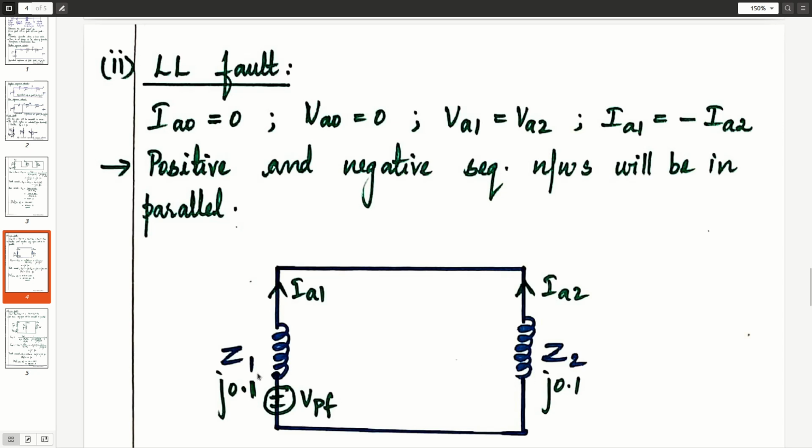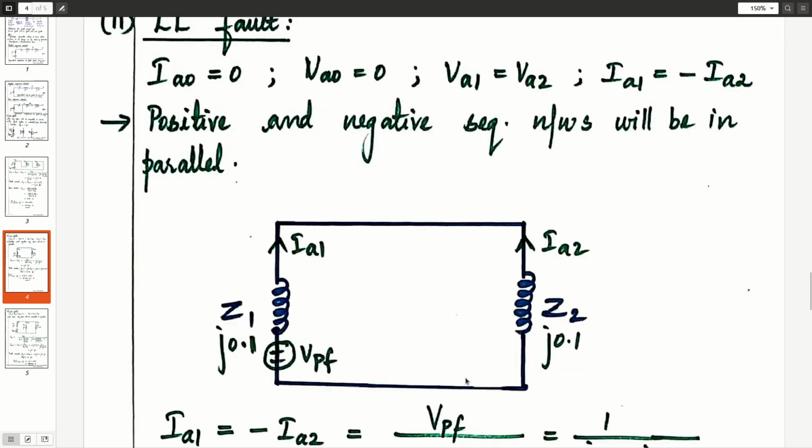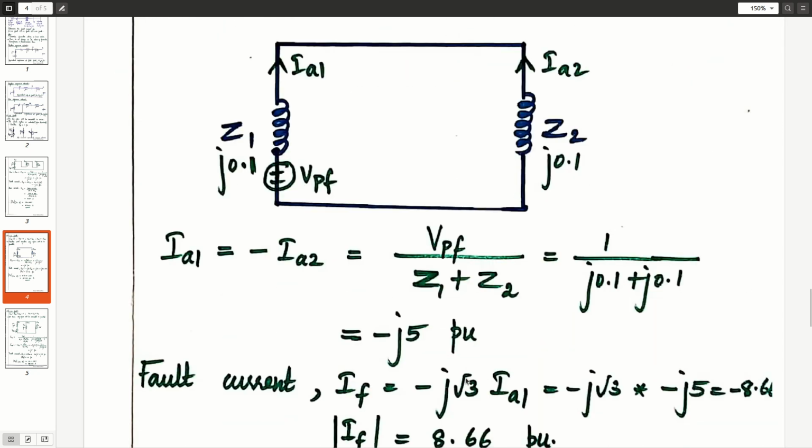Okay. And I have written Thevenin's equivalent positive sequence impedance and Thevenin's equivalent negative sequence impedance in the combined network. Understood? So this is the parallel combination of Thevenin's equivalent positive network and Thevenin's equivalent negative sequence network. So now from the derivation you write the formula. So we have IA1 is equal to minus IA2 is equal to VPF divided by Z1 plus Z2.